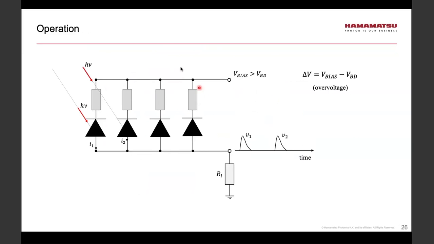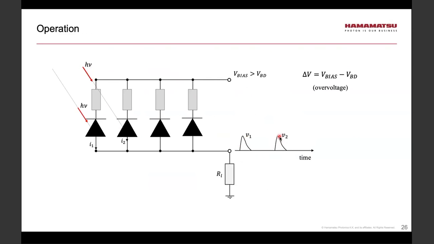Here is how it operates. Suppose I have two photons that arrive at the active area at two different times. The first photon creates a current pulse in this microcell. That current pulse then propagates through the load resistor, producing a voltage pulse. The second photon struck at a later time, and so we have a pulse corresponding to that photon at a later time.